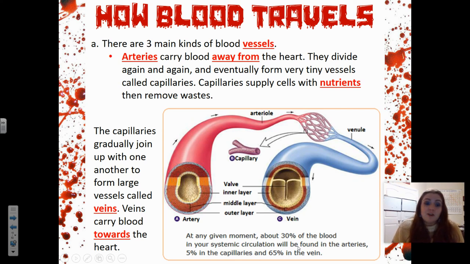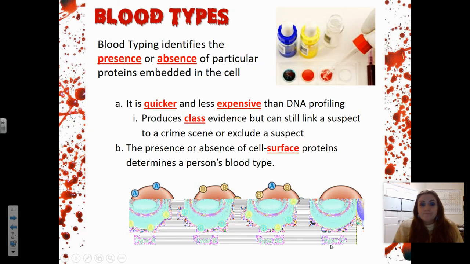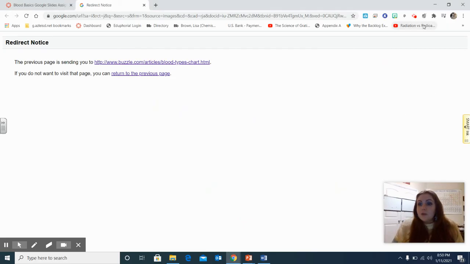We'll need to know more about veins and arteries later, about how it would look if you cut an artery compared to if you cut a vein. That's all you need to know for now. So there we go. We'll stop there.